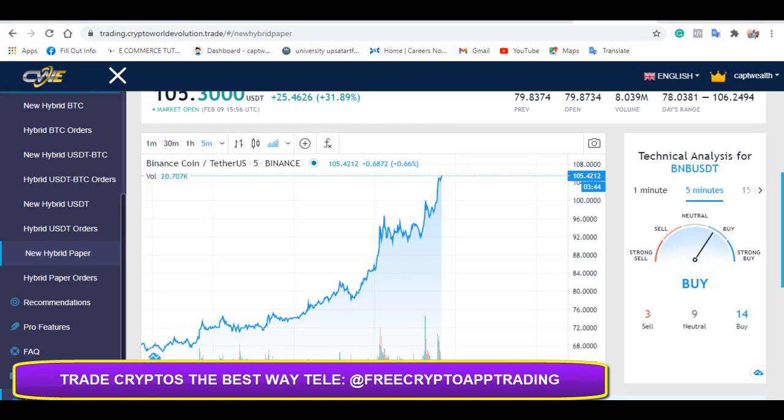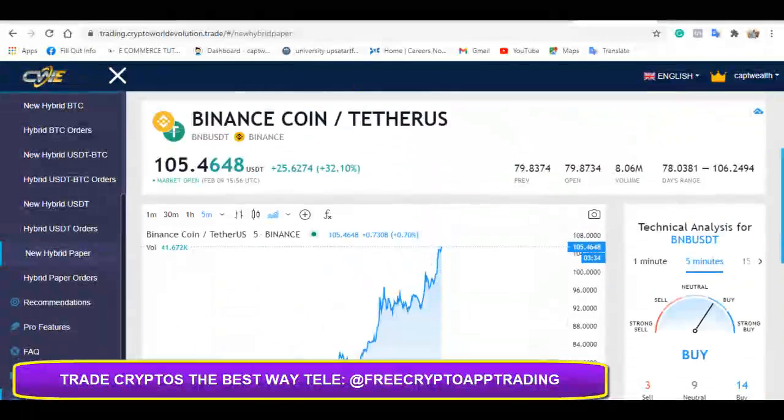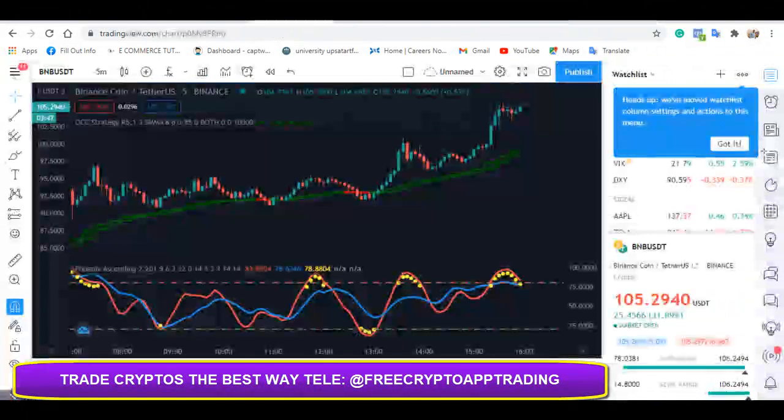When it is on strong sell, then you enter the market. That is what I analyze with here. So hope you now know how to use this trading system. Let's do one more example.